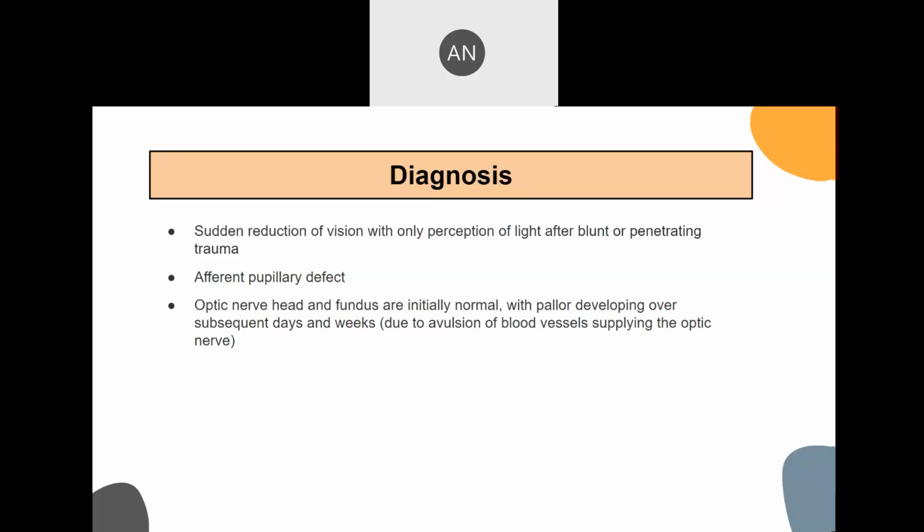So as Dr. mentioned before, the signs of traumatic optic neuropathy are, first, the patient must have sudden reduction of vision with only perception of light after blunt or penetrating trauma. Secondly, patient will have RAPD, which is the pupil will dilate when the RAPD test is done. And the last one is optic nerve head and fundus are initially normal, but later become paler, developing over subsequent days and weeks due to avulsion of blood vessels supplying the optic nerve. So next slide.